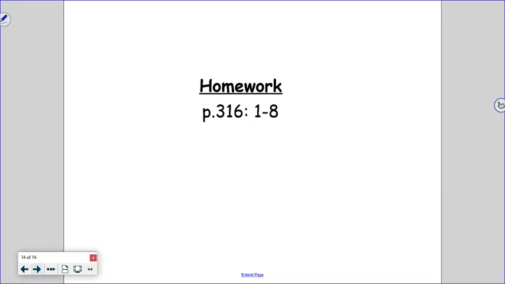This is the first part of your assignment. It's going to be on page 316, 1 through 8. And then we'll jump to day 2. Like I said, we're going to do both days today because of our snow day.